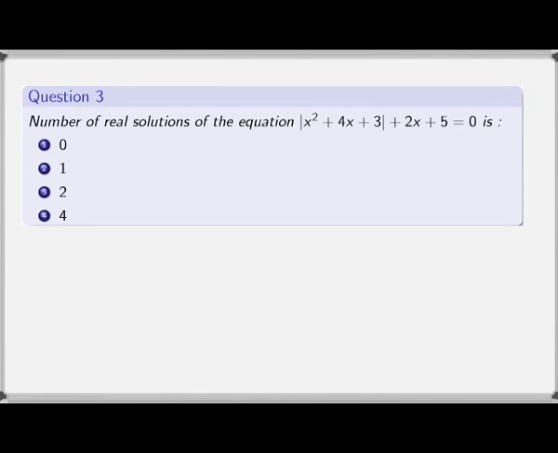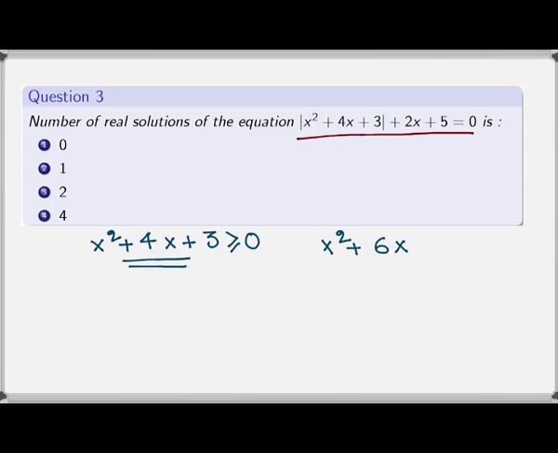Here is the third question, and in this question we are given the equation |x² + 4x + 3| + 2x + 5 = 0, and we have to find out how many real solutions this equation has. So first we solve this equation for all those values of x for which x² + 4x + 3 is bigger than or equal to 0, and in this case our equation becomes x² + 6x + 8 = 0.